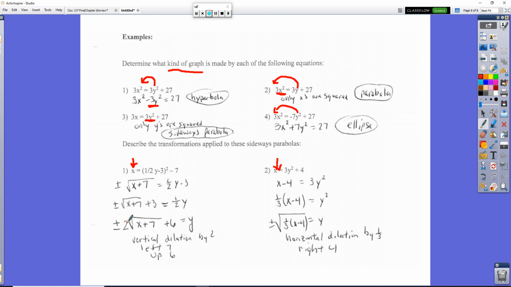We've got a vertical dilation, we've got a horizontal shift to the left 7 and up 6. And for this one, when you subtract the 4 to the other side, divide both sides by 3, and then take the square root, you get a 1/3 inside. That's your horizontal dilation, and a -4 next to the x, that's your moving to the right 4.